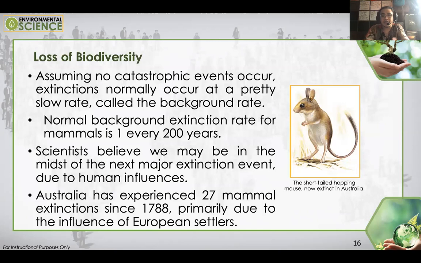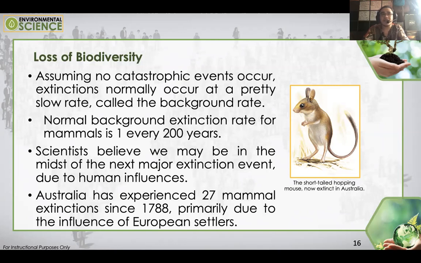million years ago. Because at the background rate of extinction, it takes 200 years for a mammal to go extinct. Okay, it takes 200 years for a mammal to go extinct. Scientists believe we may be in the midst of the next major extinction event due to human influences, because humans are aggravating the possibilities of mass extinction. So Australia has experienced 27 mammal extinctions since 1788, primarily due to the influence of European settlers.